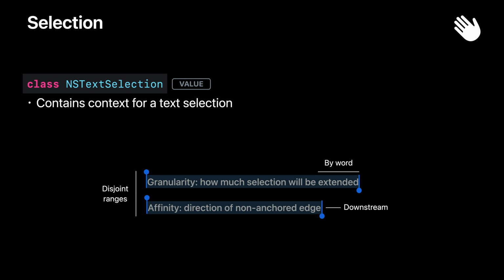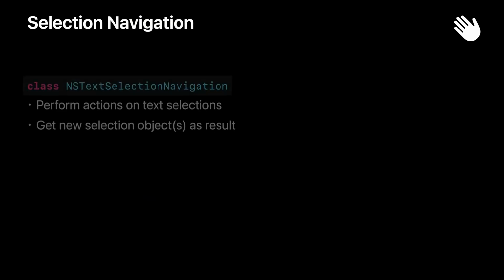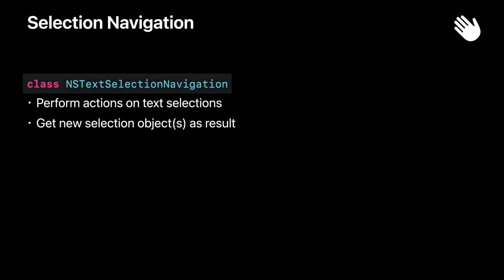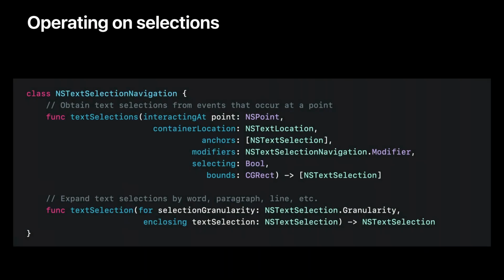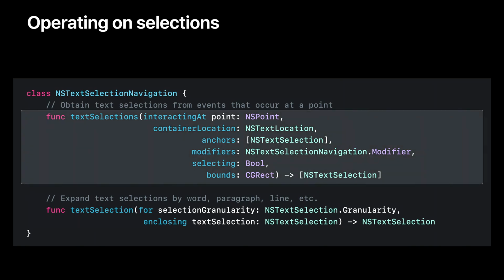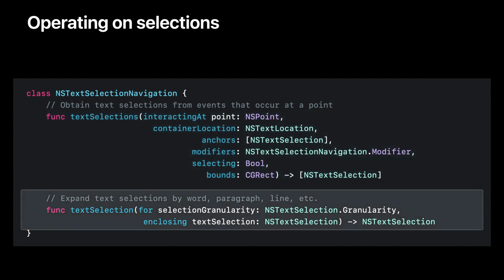These properties on NSTextSelection are read-only, so you won't modify instances of the selection object to change them. Instead, you use an instance of NSTextSelectionNavigation to perform actions on text selections, receiving new instances of NSTextSelection that represent the resulting selection. You can ask the navigation object to give you selections resulting from tap or mouse down events at a point on the screen, or get a new selection resulting from navigating forward or backward. This makes it easier to do things like extend the selection forward by 1 word and get the correct result, accounting for bidirectional text in right-to-left languages.